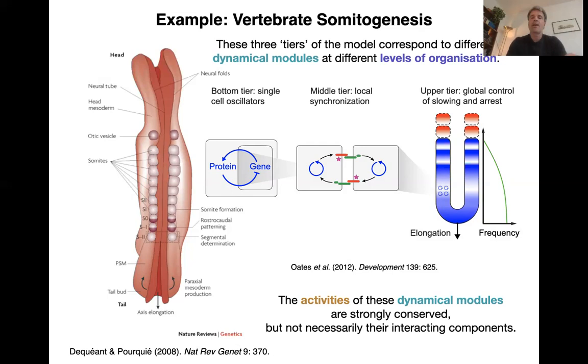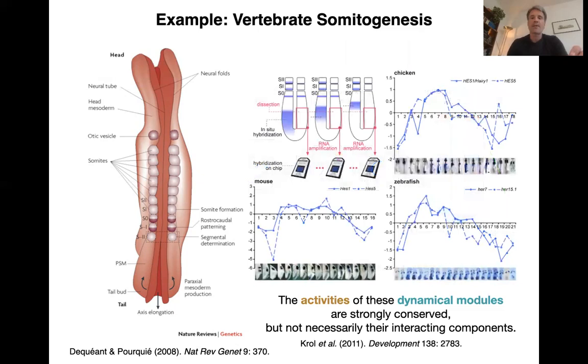There was a very surprising study that came out in 2011 where people did a comparative study between chicken, mouse, and zebrafish. What they did is a screen for all the oscillating genes in this particular part of the tissue. This is a schematic representation of this embryo.